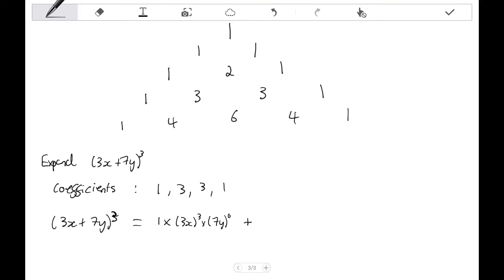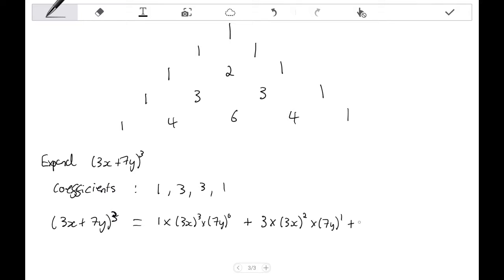Now we add the second term, which has a coefficient of 3. It's multiplied by 3x this time, and the powers on the 3x will decrease by 1, and the powers on the 7y will increase by 1. Okay, here's the check. The powers, the indices, should always add up to give you 3, or whatever your power is to begin with. In this case it's 3. So 3 plus 0, that's 3. 2 plus 1, that's 3.